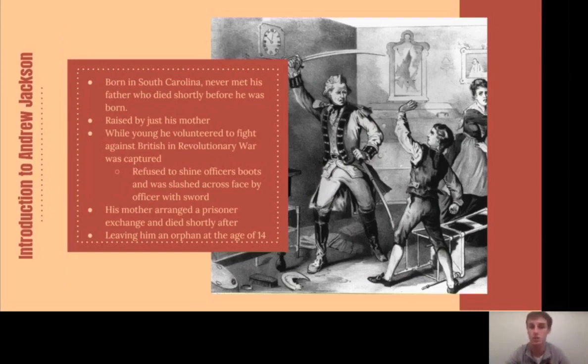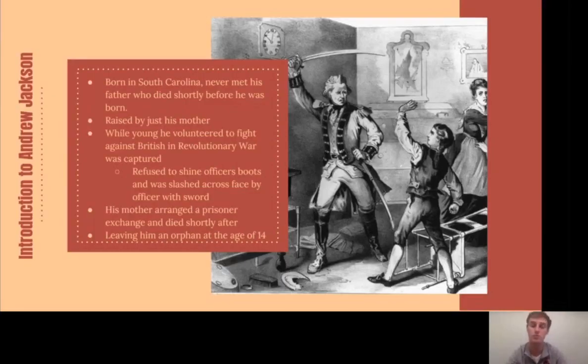Andrew Jackson was born in South Carolina. His father died right before he was born, and he was raised just by his mother. His mom is actually going to die by, you're going to see, the age of 14. So she dies when he is very young. He grows up, but there's something really impactful that happens in his childhood that we're going to focus on, because it characterized something very Andrew Jackson.